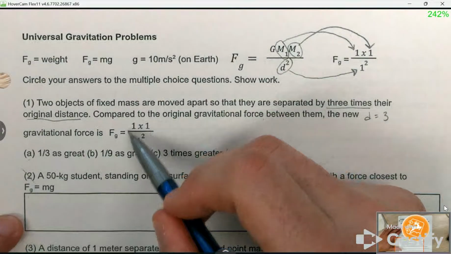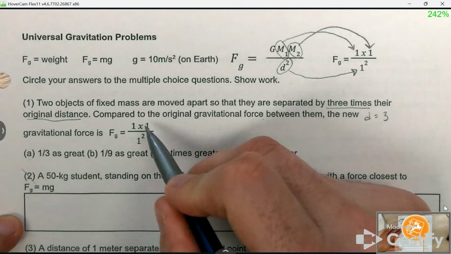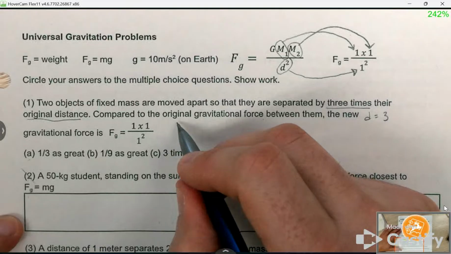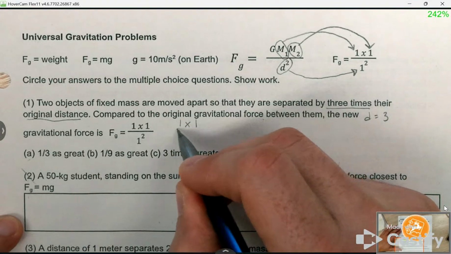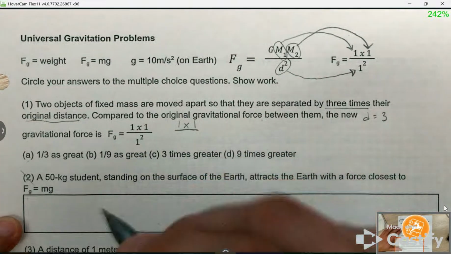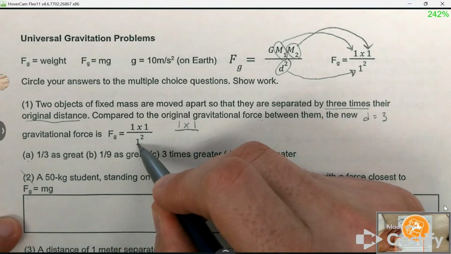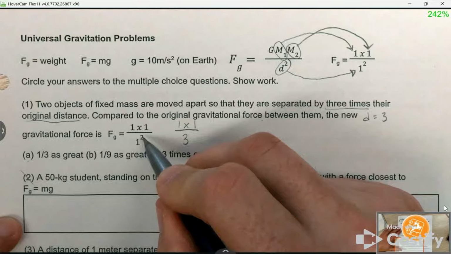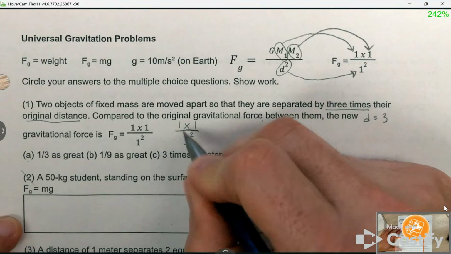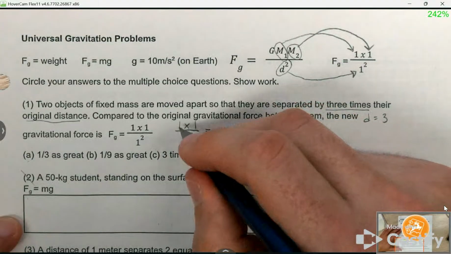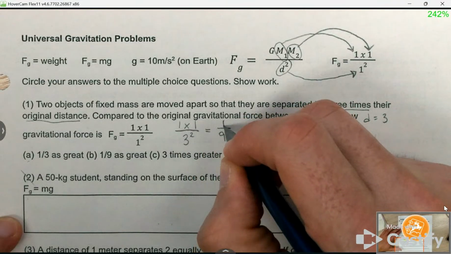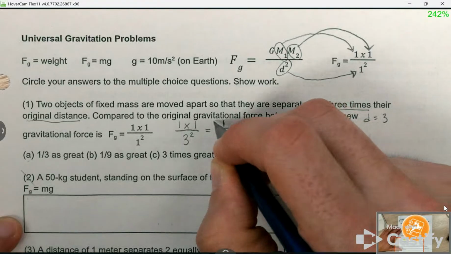So now what we do is we start with this base equation, and then we change our variables based off of what the problem said. The problem did not tell us that we were changing our masses, so the first mass stays a 1, second one stays a 1. But they did tell us that we're changing our distance by 3 times the original amount. So instead of this being a 1, it's going to become a 3. But distance you do have to square. And then from here, we just play this out. 1 times 1 is 1. 3 squared is 9. And we can't reduce this anymore, so we are 1/9 the original force.